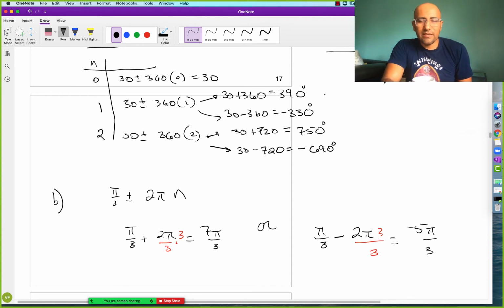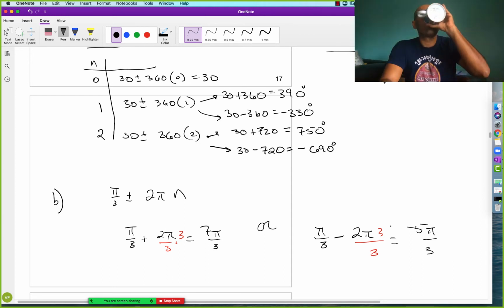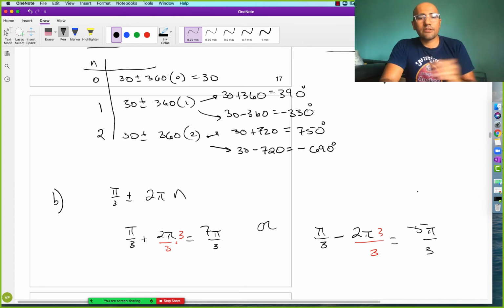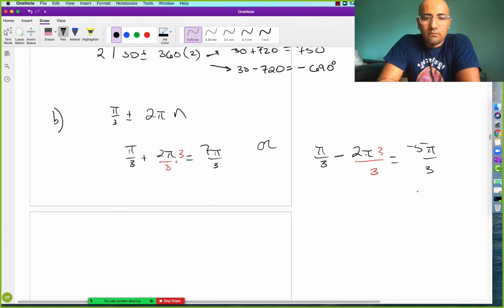Right, so again, degrees are just more intuitive for us. We're comfortable thinking about what is negative 330 degrees, what's positive 750 degrees, but I think it becomes a little bit more difficult to visualize what 7 pi over 3 is, or what negative 5 pi over 3 is. Questions? Good. So we can just keep going and do more of these if we wanted to.